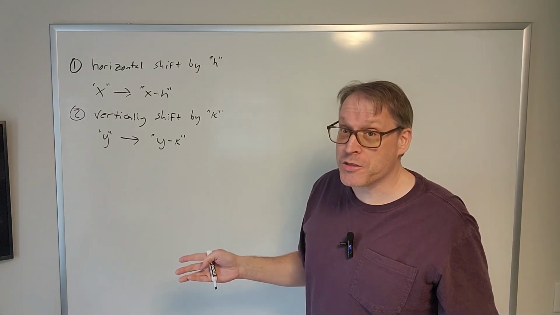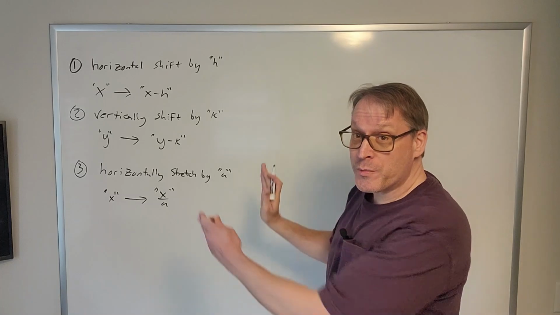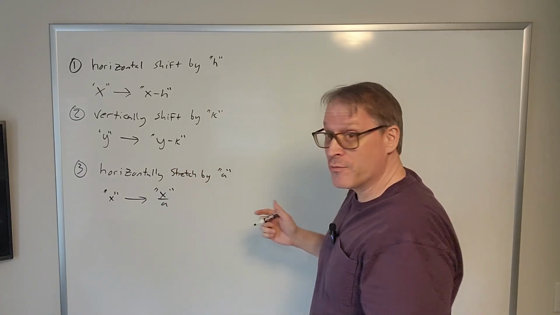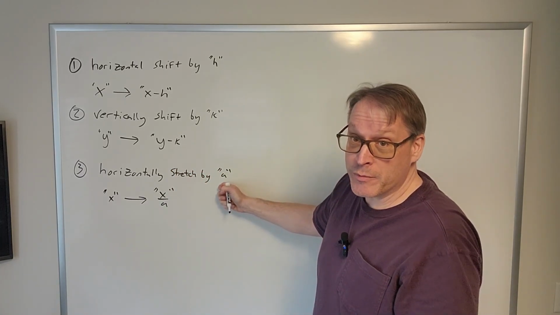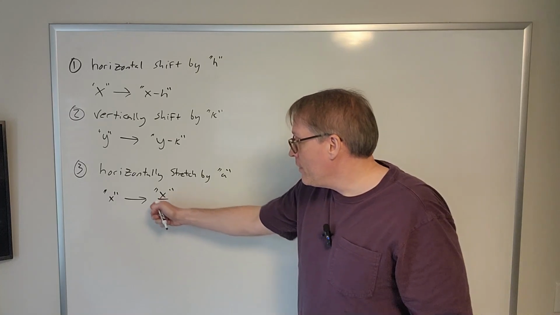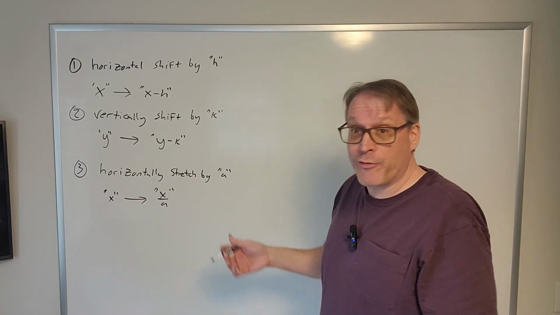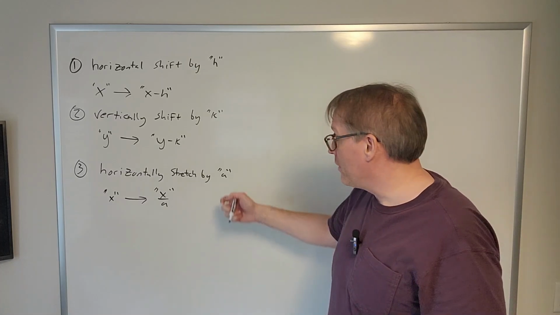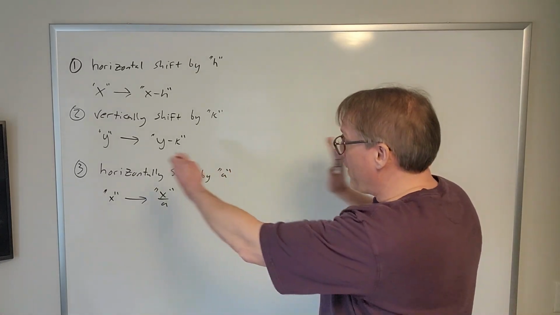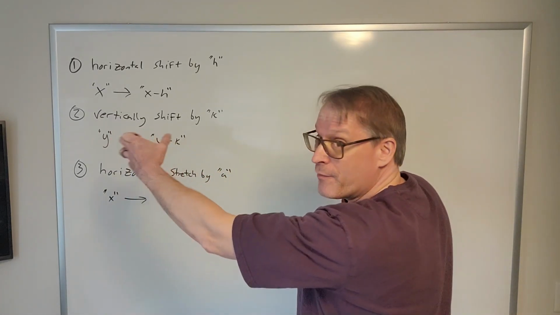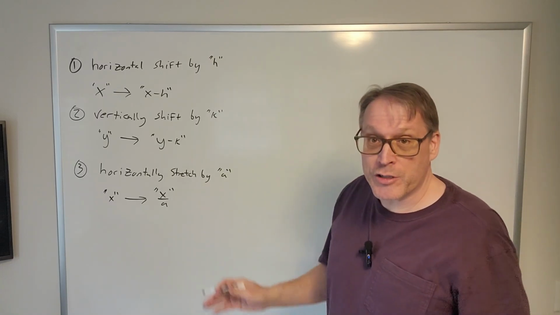Simple. How about stretches? If you want to horizontally stretch something by a factor of 2, for instance, if a, I'm going to say a right here, but it could be 2, it could be 5, whatever, then everywhere you see an x, replace it with x over that number, x over a. In this case, x over 5 or x over 2 or whatever it is. Okay, that's it. You want to stretch things out by a factor of 2, everywhere you see an x, replace it with x over 2.